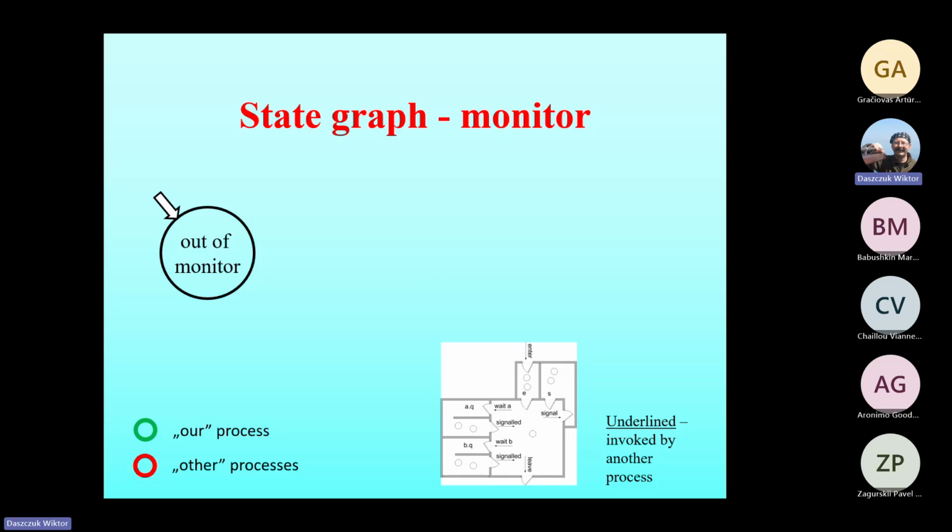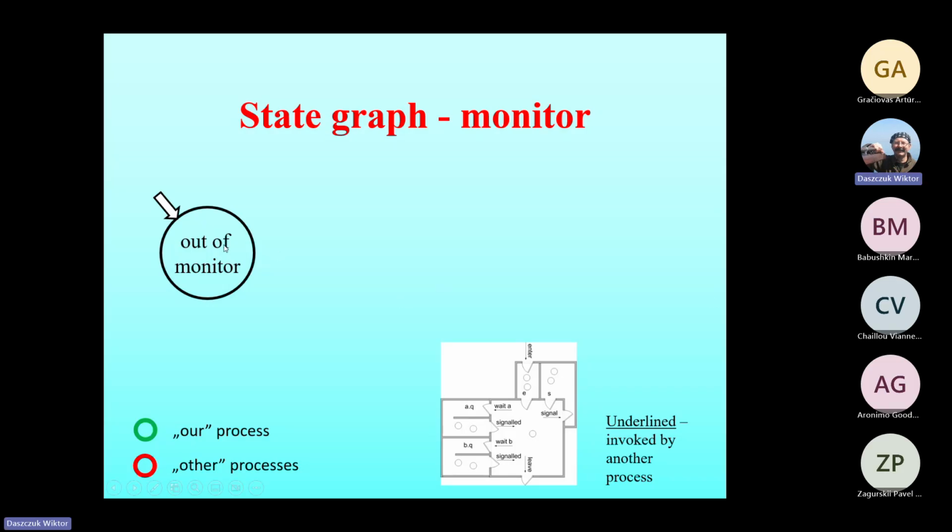So it is the green circle, and the red circle is, or sometimes pink, because there are situations in which we discuss more than two processes. There are other processes.